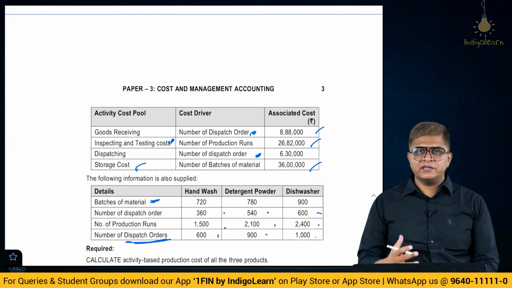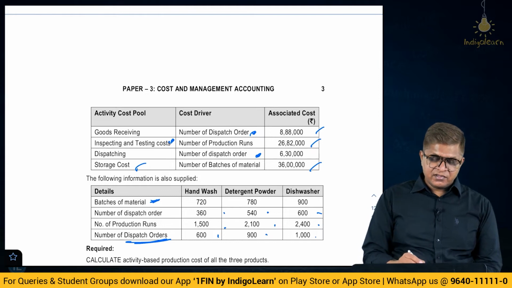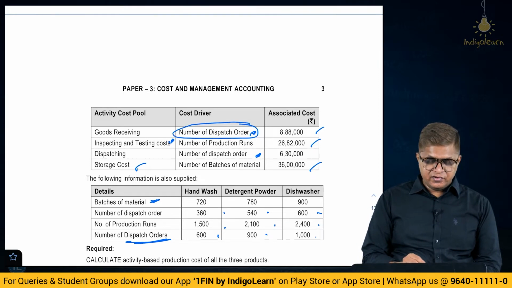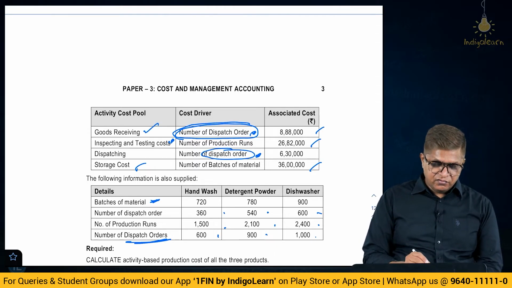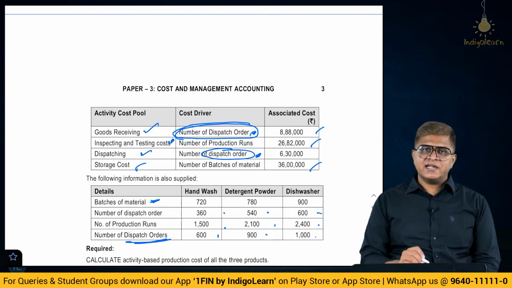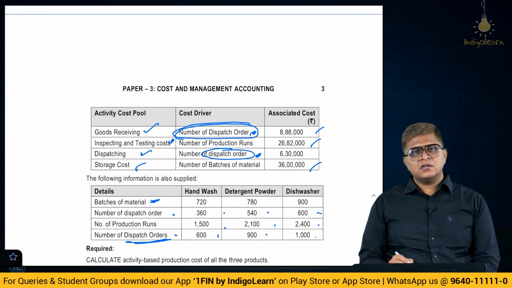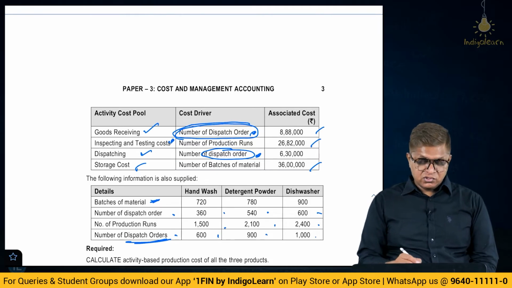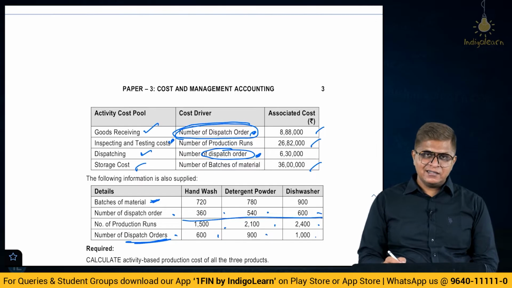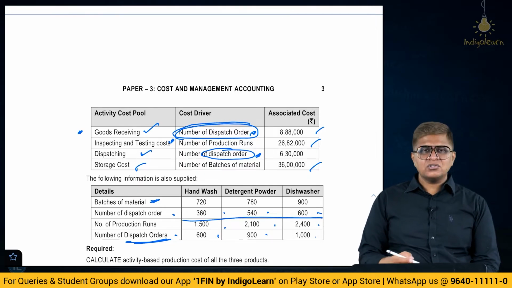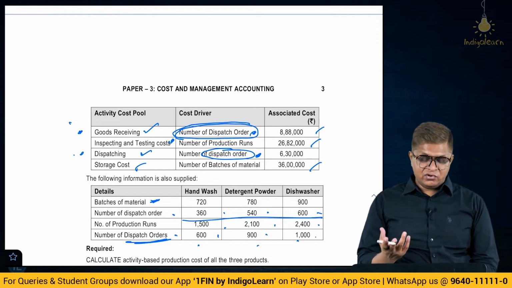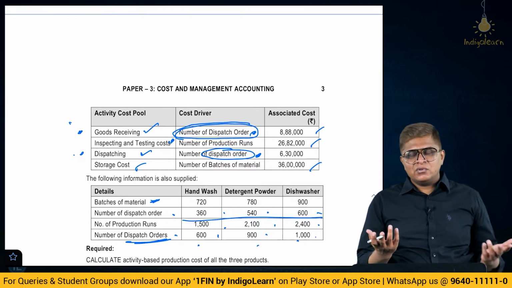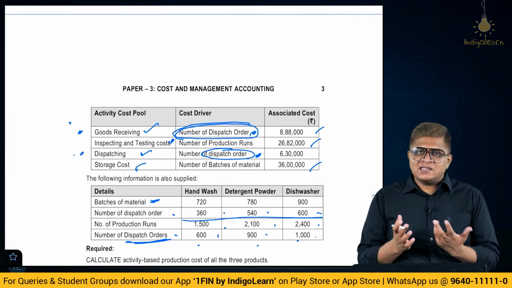Now I have a small confusion here. Now what is my confusion? Sir, they have given the cost driver to be used as number of dispatch orders for goods receiving also, and they have given the same thing for dispatching also, but in terms of the cost drivers they have given us two levels. Now which one to use for which? Shall I use this 360, 540 and 600 for goods receiving, or should I use that for dispatching? Should I use the 600, 900 or 1000 for goods receiving or for goods dispatching? Now the question is silent. They have not given anything specific. We have to do a best case assumption and go ahead.